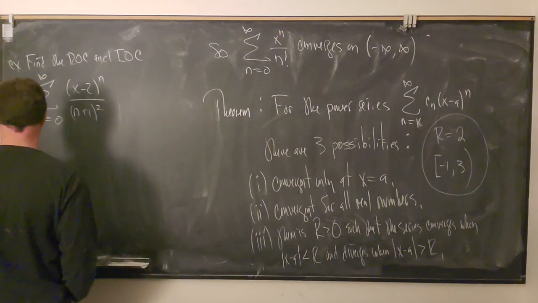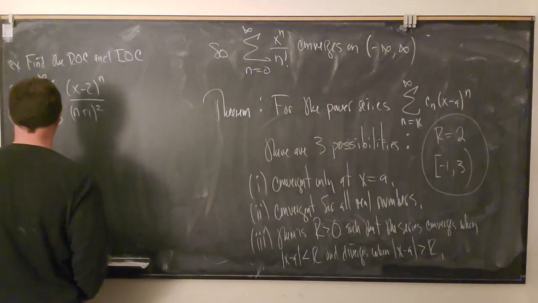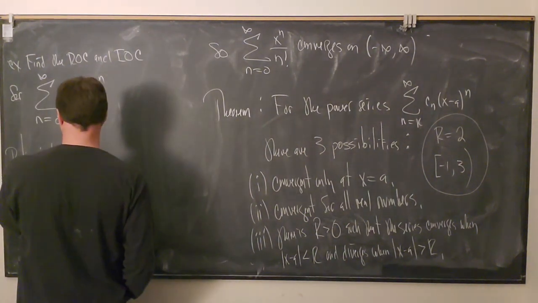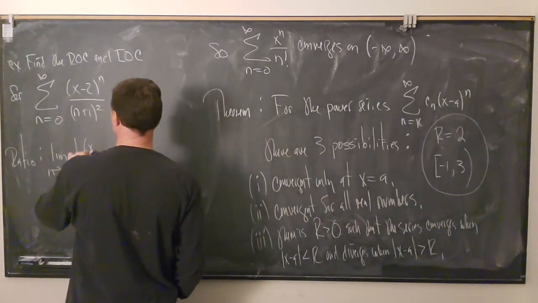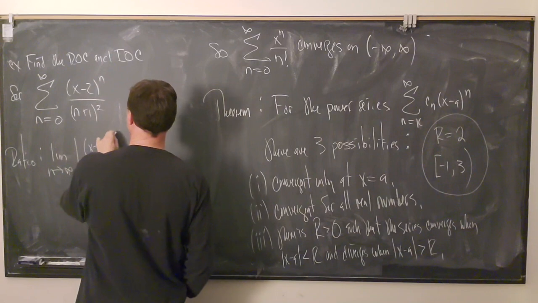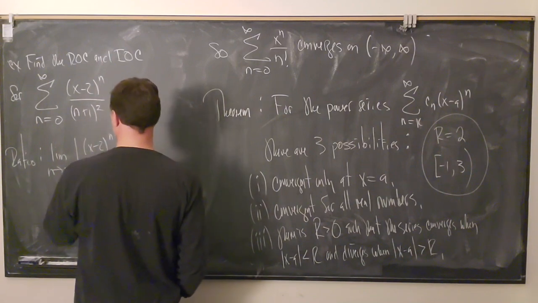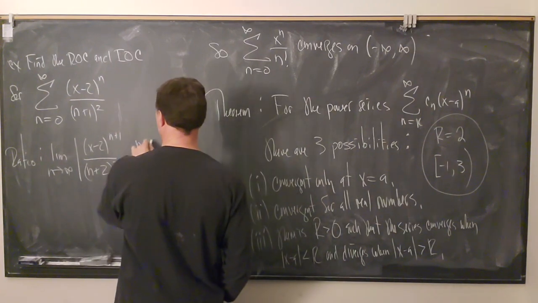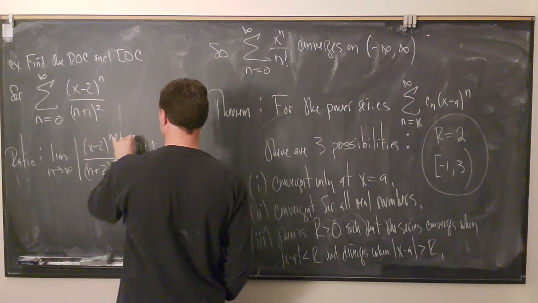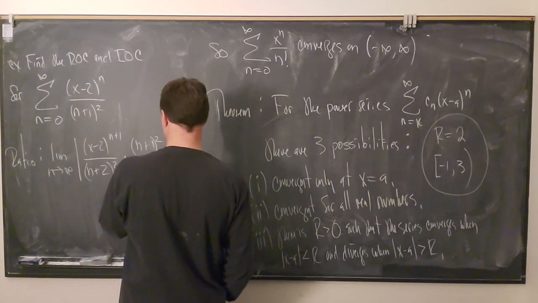So first, we do the ratio test. Limit as n goes to infinity. I'm going to go straight to flipping and multiplying. So this will be (x minus 2) to the n plus 1 divided by (n plus 2) squared, times (n plus 1) squared over (x minus 2) to the n.